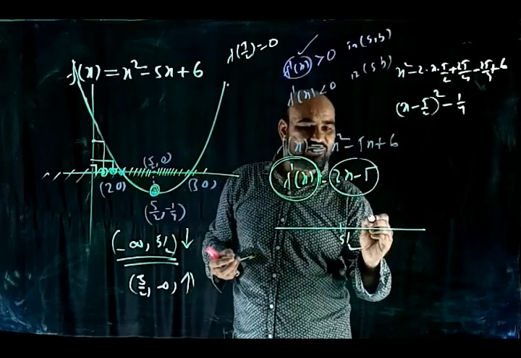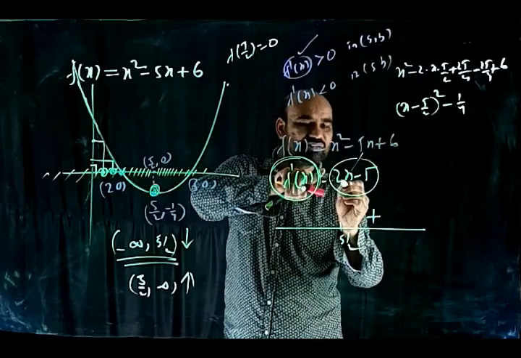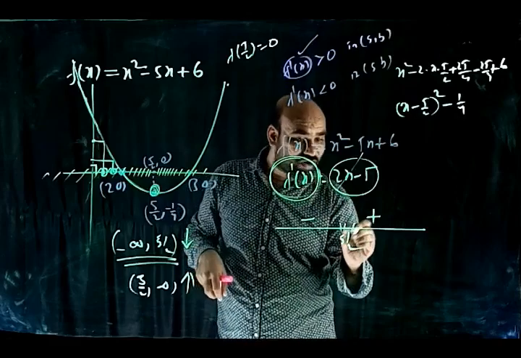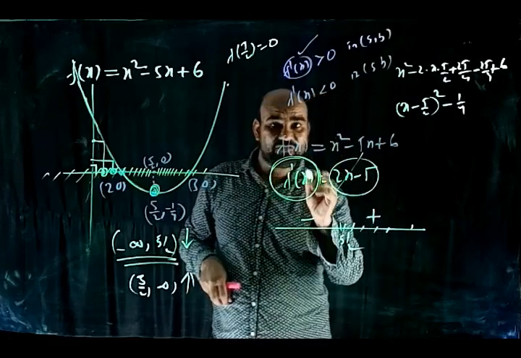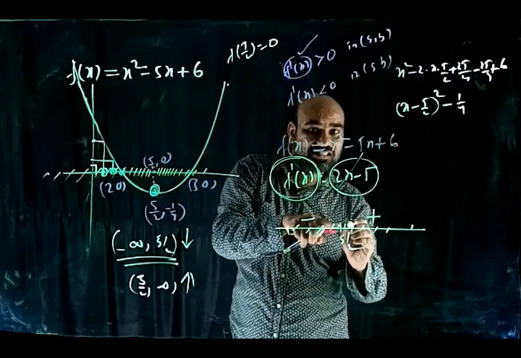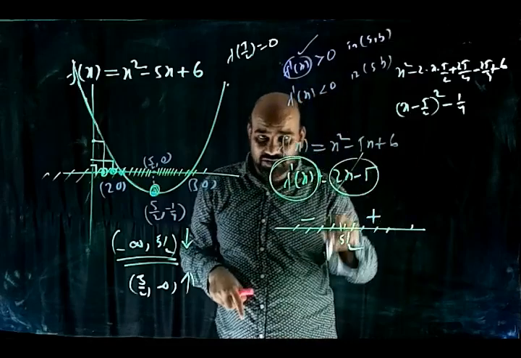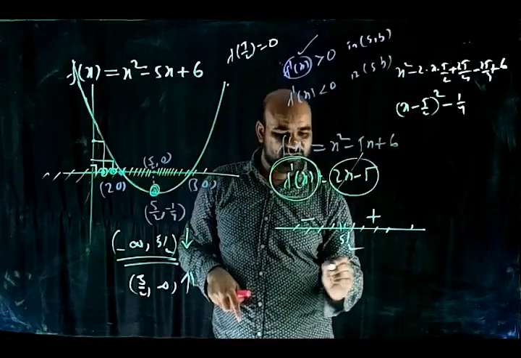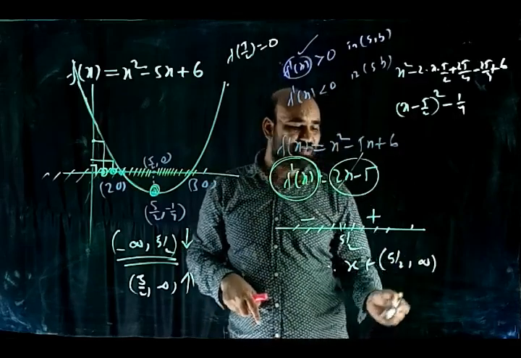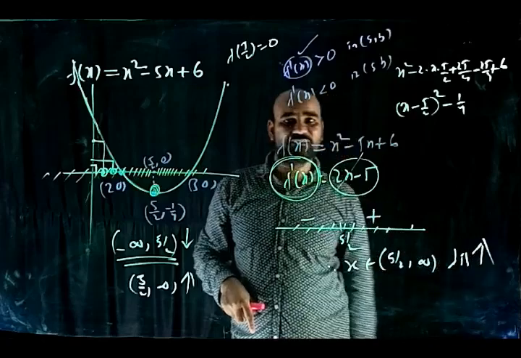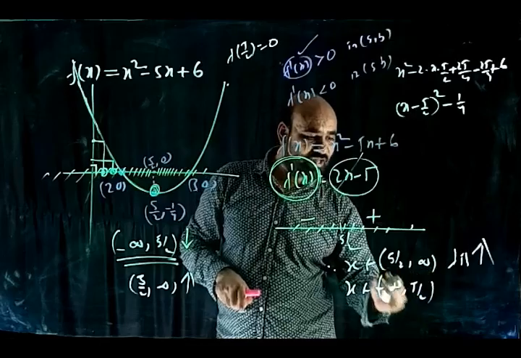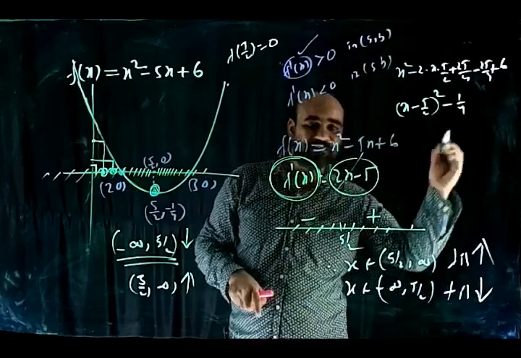Okay, for values greater than 5 by 2, the expression is positive. For values below 5 by 2, the expression is negative. This means f dash of x is positive for all these values and f dash of x is negative for all these values. According to this explanation, if x is greater than 5 by 2, f dash of x is greater than 0 and the function is increasing. Therefore, x belongs to open 5 by 2 to infinity, so f is increasing. If x belongs to minus infinity to 5 by 2 open, then f is decreasing.